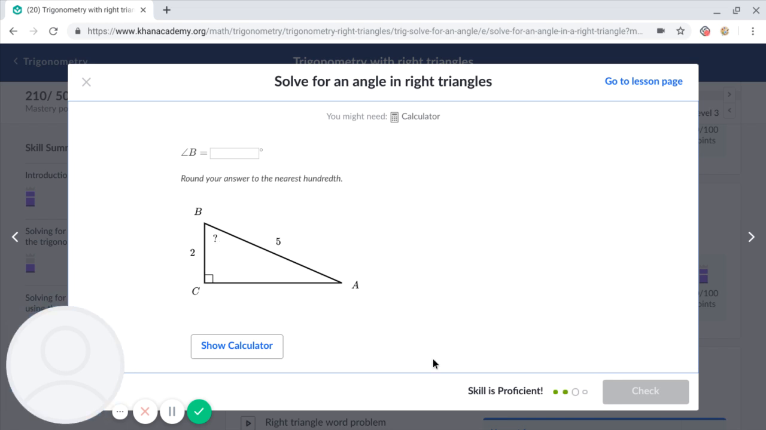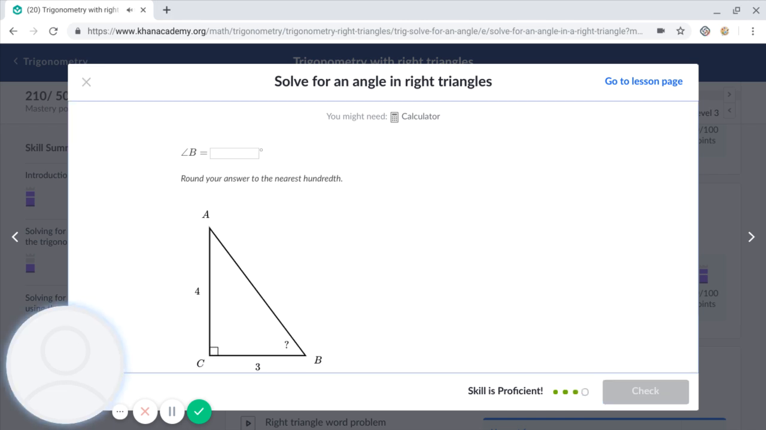We're going to be doing adjacent over hypotenuse this time, which is a cosine. So adjacent over hypotenuse, 2, was it? Yeah, 2 over 5.9 and a cosine inverse, which is 66.42. Let me just make sure of that because, better safe than sorry, as they say.